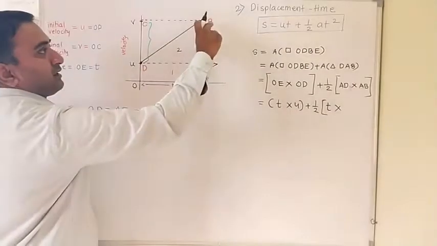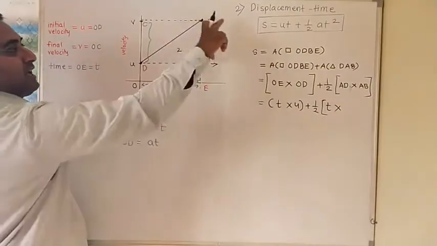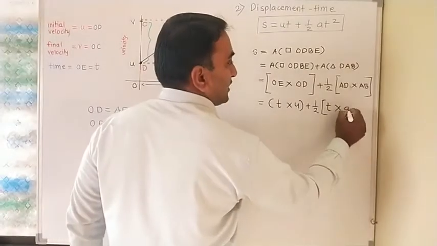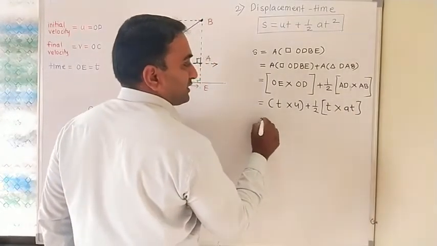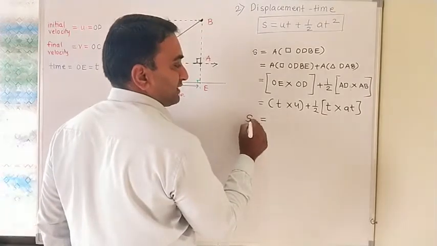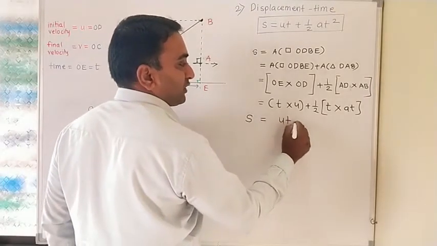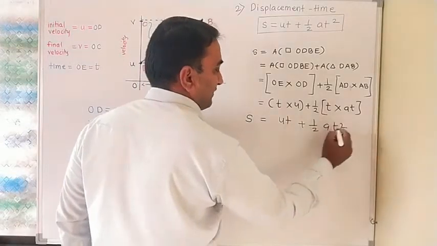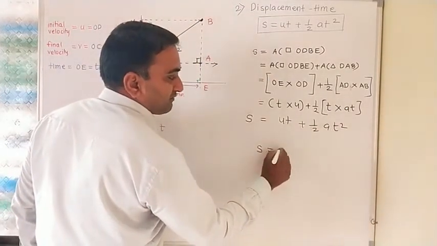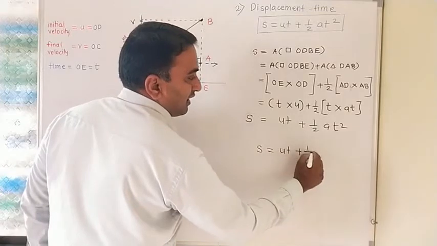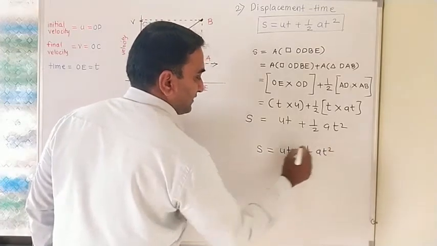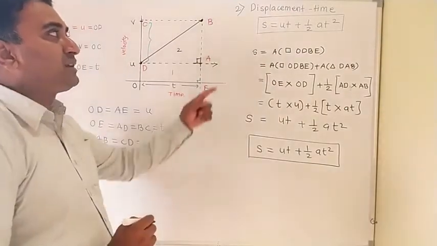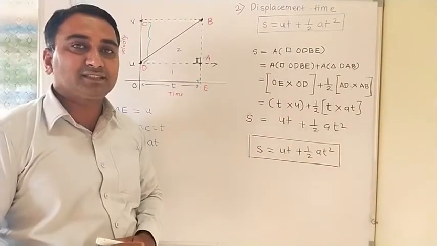Into AB. AB means what? Here CD. AB and CD are equal. So AB is equal to CD is equal to 80. So here we are having 80. So what is the final formula? Here we have displacement is equal to UT plus half of A into T square. So displacement is equal to UT plus half of AT square. This is the second formula we are getting, which shows the relation between displacement and time.